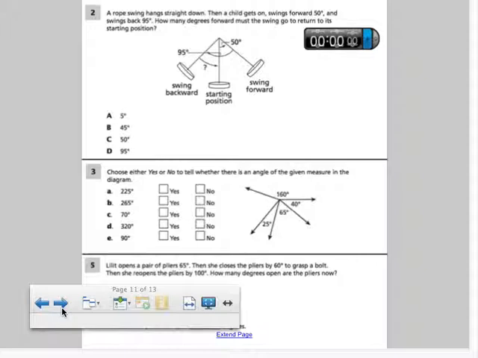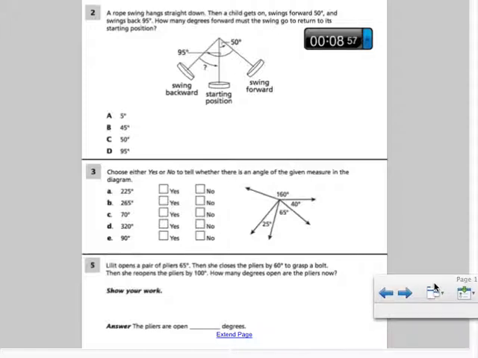The first one I want to do is number 2, up there at the top of the page. I'll give myself 9 minutes, not to blah blah too much. Here we go. No one likes a blah blah blah. If you can't see it so well on the screen, it is in your books. A rope swing hangs straight down.